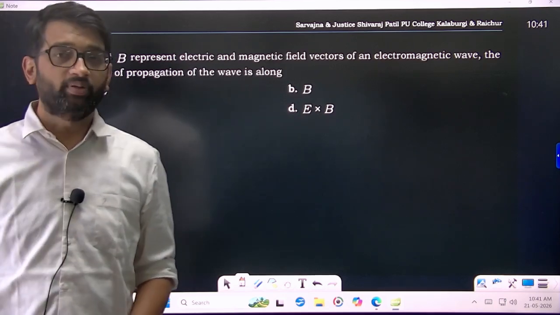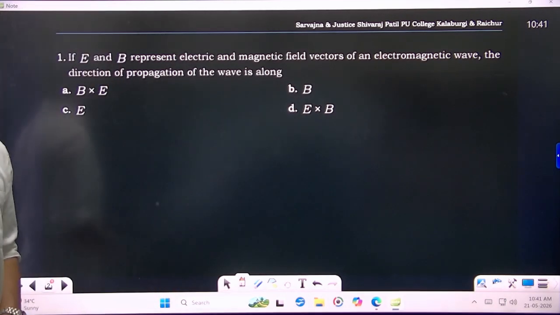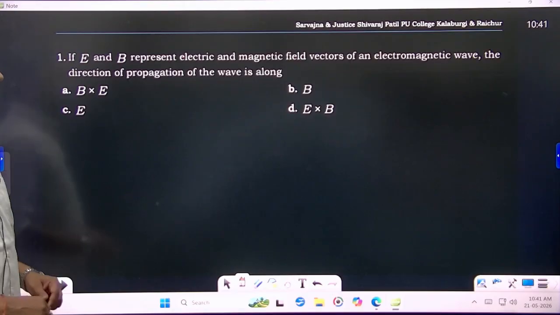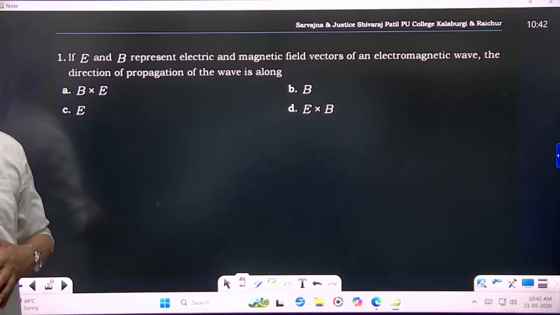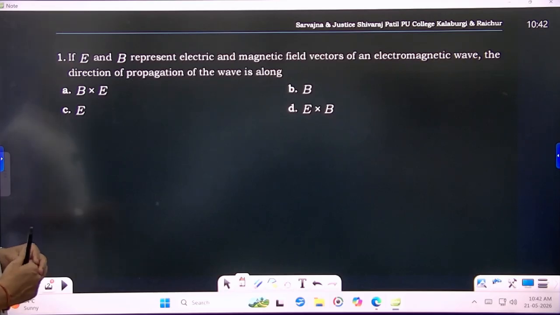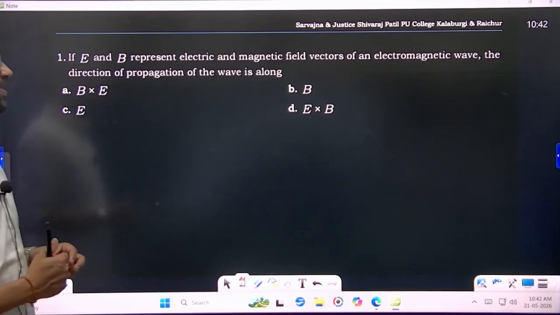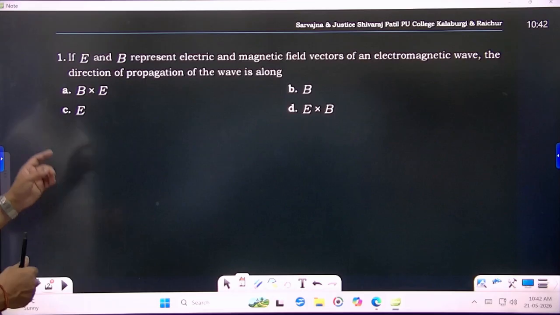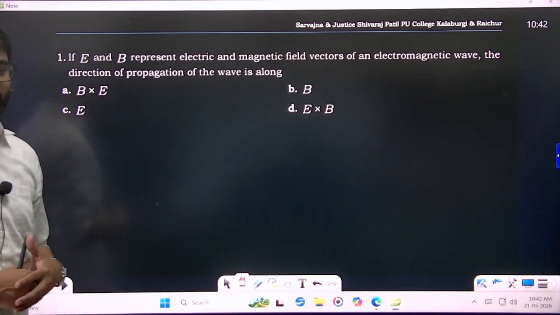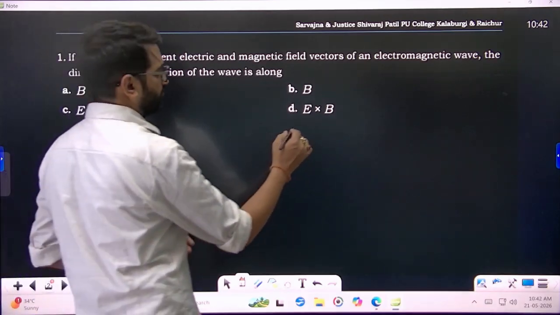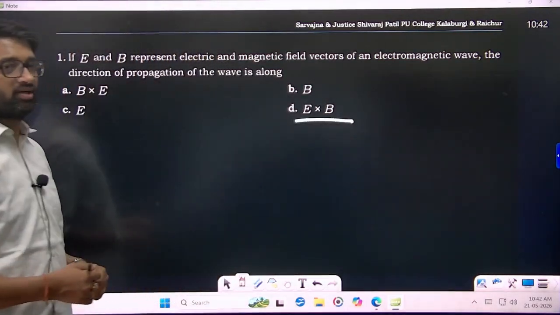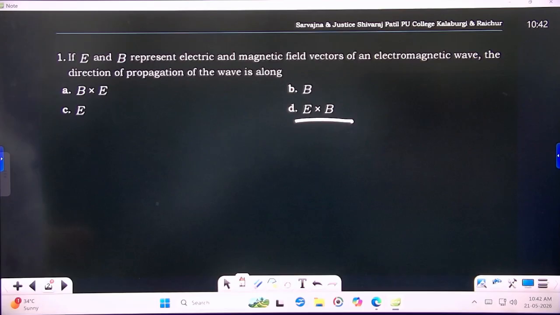We will see some problems from ray optics, wave optics, and electromagnetic waves. So here goes the first question. If E and B represent electric field and magnetic field vectors of an electromagnetic wave, then the direction of propagation of the wave is along. So we know that the direction of propagation of the wave is along E bar cross B bar. So the fourth option will be the answer for this.